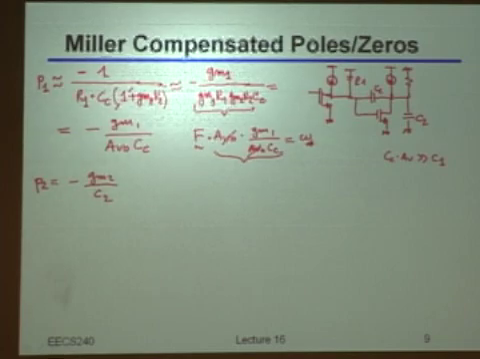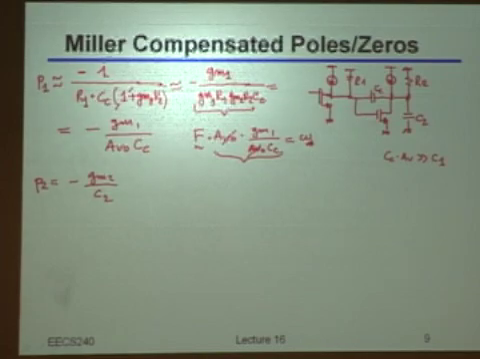Do you see any other singularity? Well, there is R2, but R2 is kind of in parallel with 1 over GM. But I have this capacitance bridging the input and the output of the second stage, right? What is this capacitance giving me also? A zero. Basically, it's giving a zero, right?